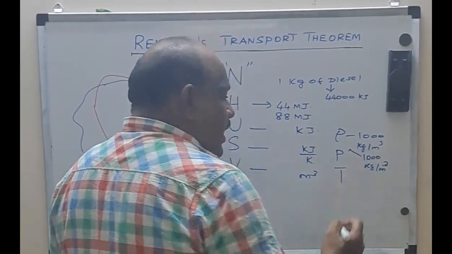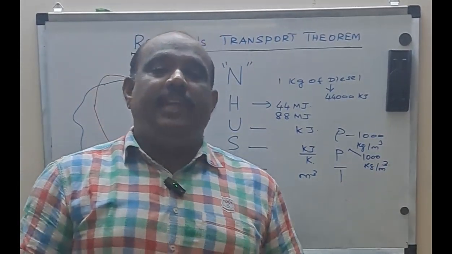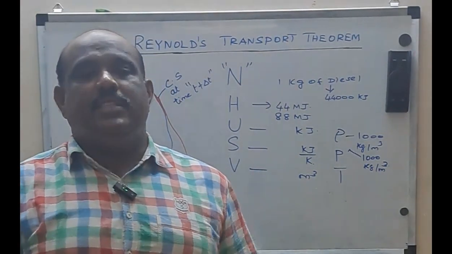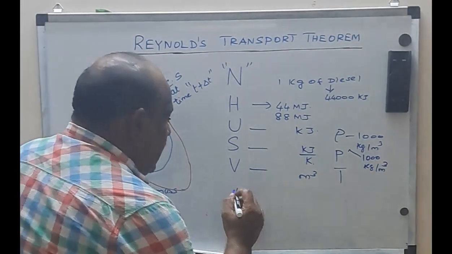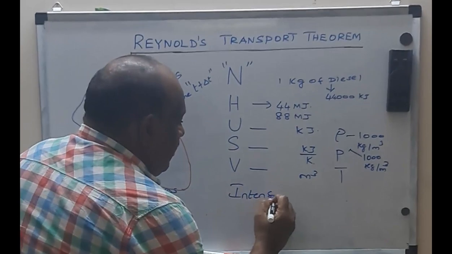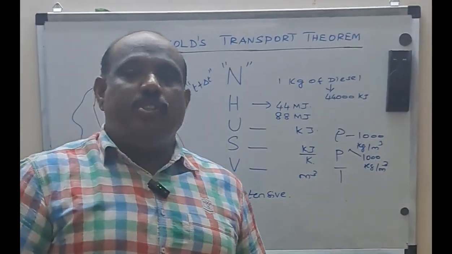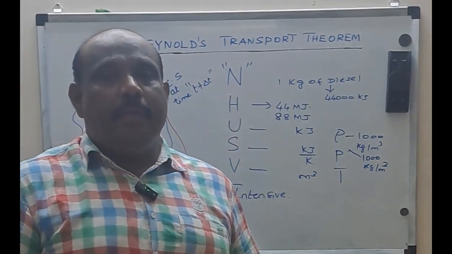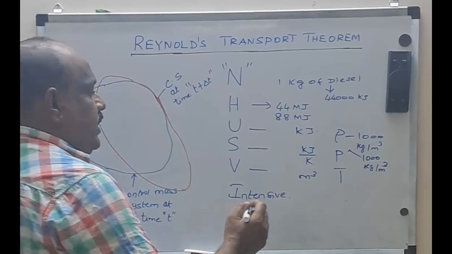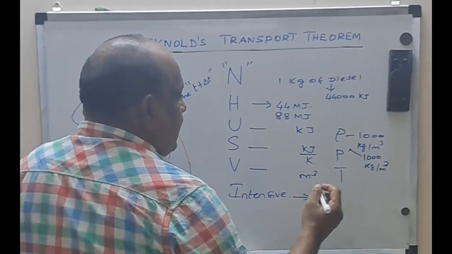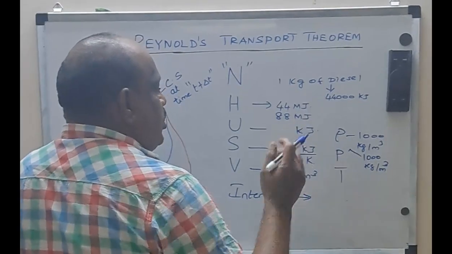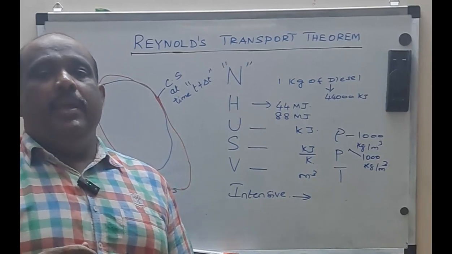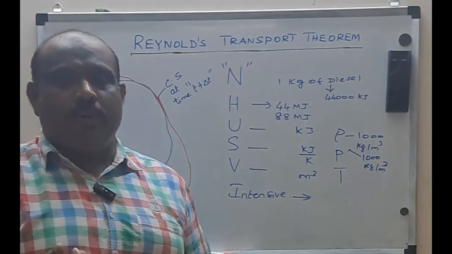So from this, what you understand is that this property, namely the density, doesn't vary with respect to the mass of the substance, and hence they are called intensive. Intensive properties are those properties which are independent of the mass, whereas extensive properties are those which are dependent on the mass. The examples of intensive properties are pressure, density, temperature, etc.